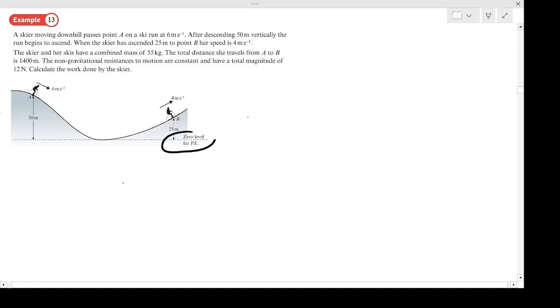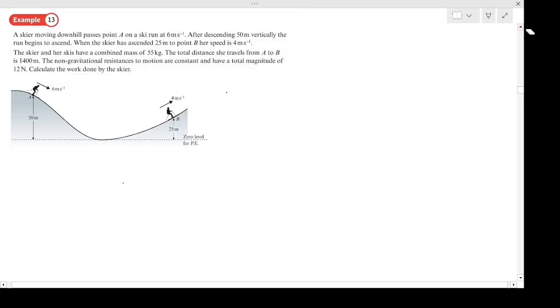We've got this ground level here, as you can see, sometimes called the 0 level. So we can see that initially she's 50 meters above ground, and at the end she's just 25 meters above ground. So there's going to be a change in kinetic energy and a change in gravitational energy. Let's just start with working those things out. Let's keep it simple, break it down.